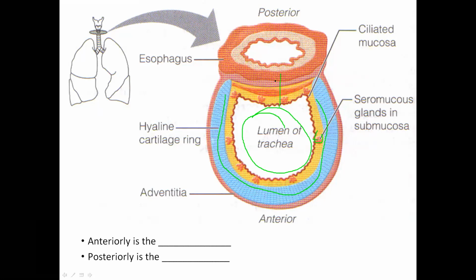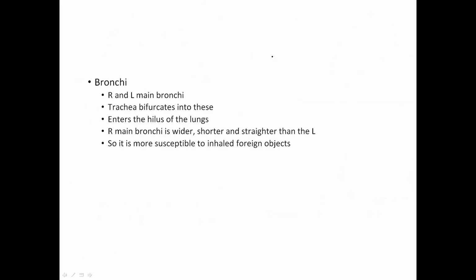Okay, posterior, or behind. Remember, this is a superior view, and we're answering these questions right here. So posterior, you find the esophagus, the food tube. Then the bronchi: you have a right and left main bronchi. You also might see the word for main would be primary, so those are AKAs of each other. So right and left main bronchi, or the primary bronchi.